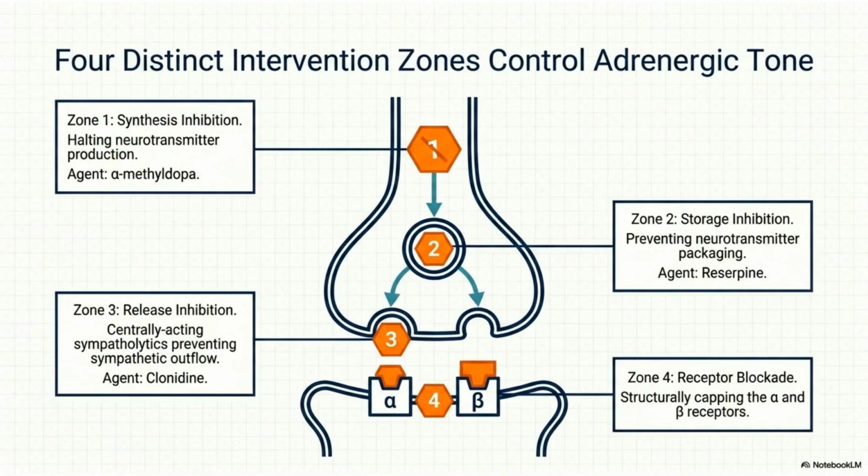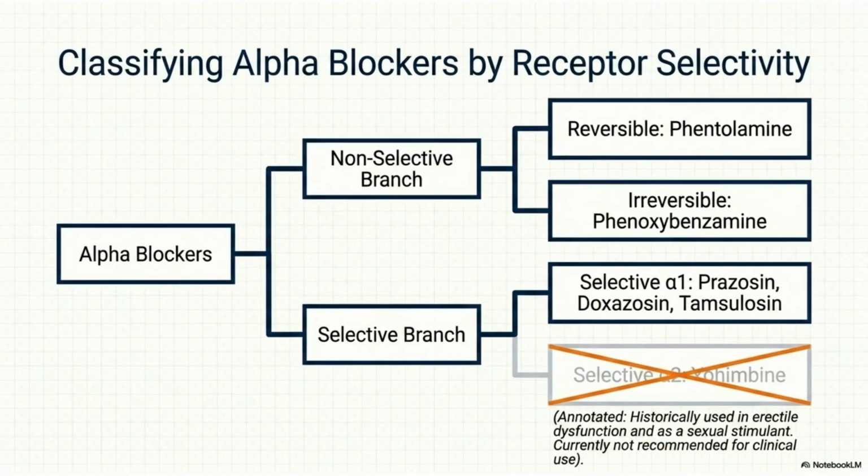These include inhibiting synthesis with agents like alpha-methyl-dopa, preventing storage with reserpine, blocking release with clonidine, and receptor blockade. Alpha blockers are classified by receptor selectivity into non-selective and selective branches. Non-selective agents are reversible, like phentolamine, or irreversible, like phenoxybenzamine. Selective alpha-1 blockers include prazosin, doxazosin, and tamsulosin.